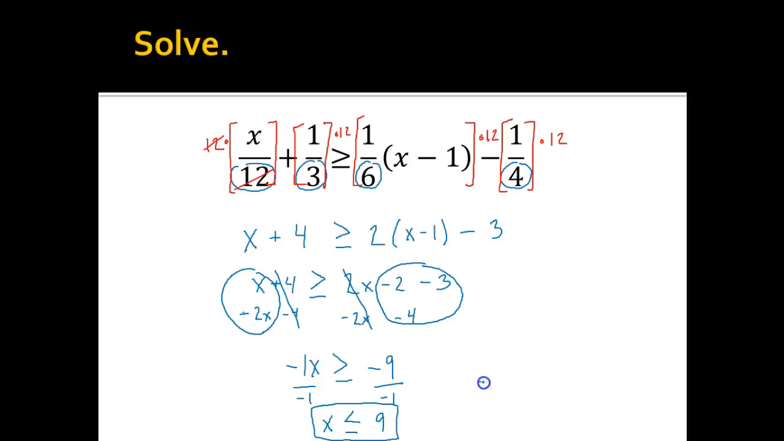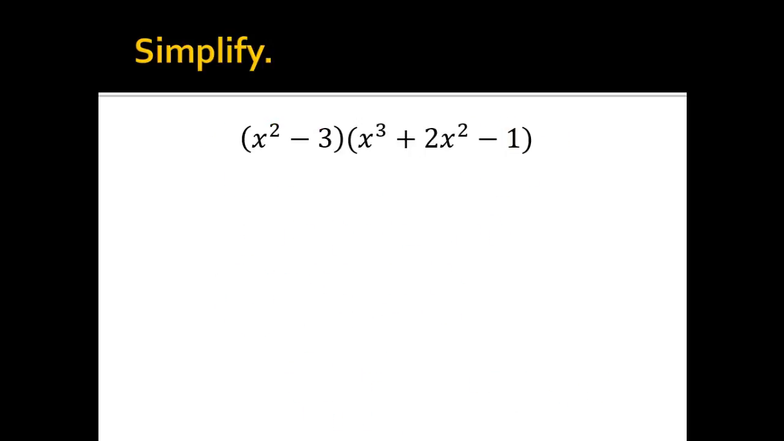We can graph that if we want to. 0, 3, 6, 9, 12. Less than or equal to, so closed circle, arrow going in the direction of the less than sign, and draw the graph there. And there we have it. Okay, so that is solving an inequality by isolating the variable.